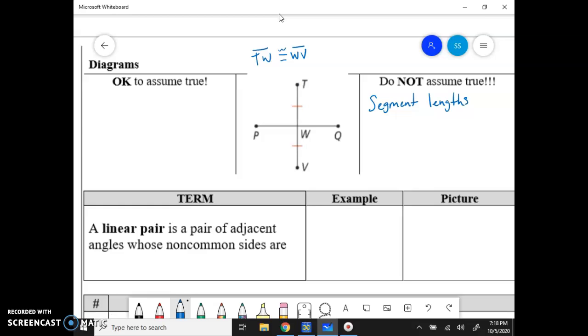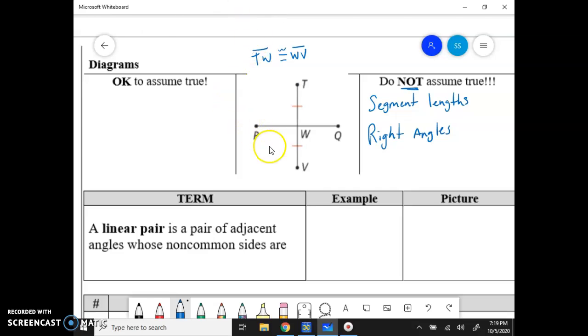And we also cannot say, these certainly look like perfectly perpendicular lines, so I'm going to say that these are right angles. No, we cannot do that. Even if you get your protractor out and you measure that angle and it certainly looks exactly 90, we cannot assume right angles. This is the not section. We cannot do that.